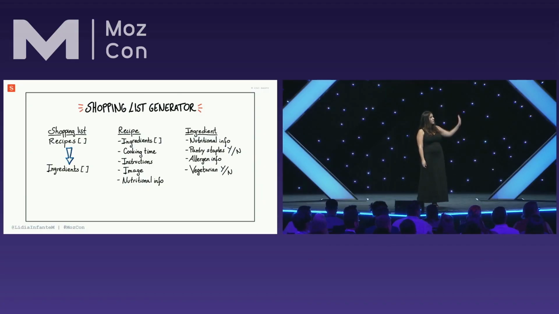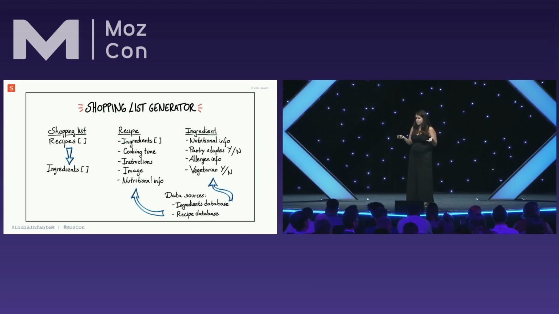So here we have content types. Their attributes would be the bits listed below, and the relationships between them are the fact that one is a collection of the other. We didn't just type this in. We used some data sources that we integrated, an ingredient database and a recipe database, so we didn't have to write it all out.